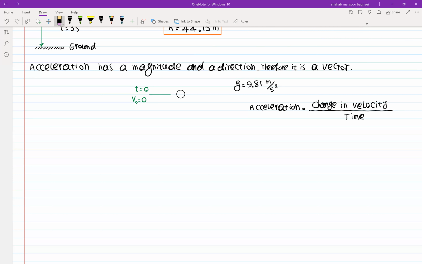Okay. If your acceleration or gravity is 9.81 meter per second square, it means for each time interval, change in velocity should be 9.81 meter per second. Remember this definition here, and you can apply it here. So if at the beginning t is 0, what happens to t equal to 1? Let's check it.